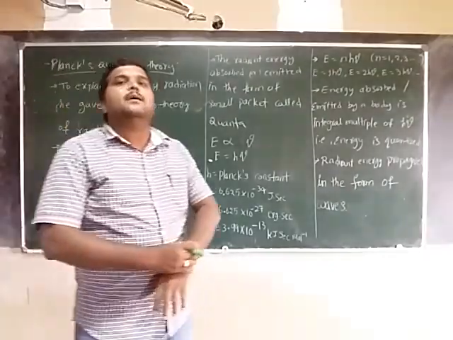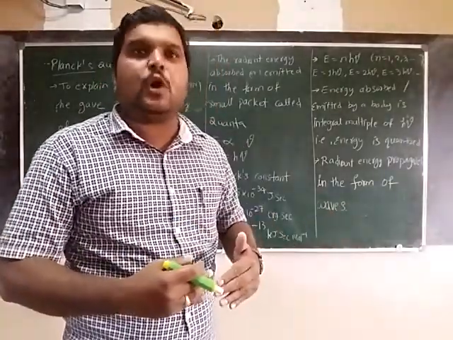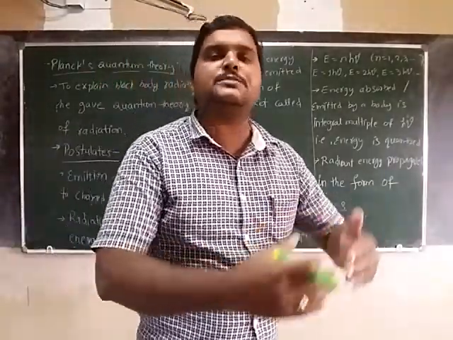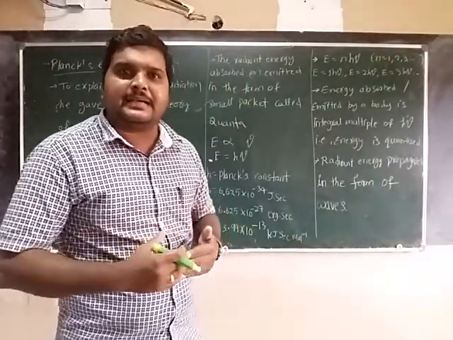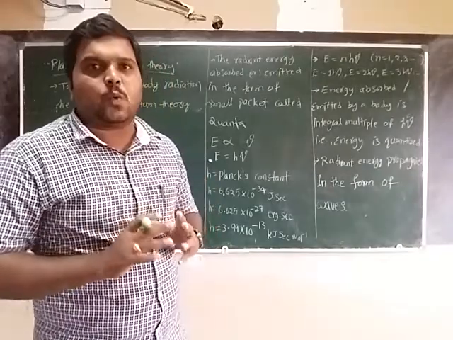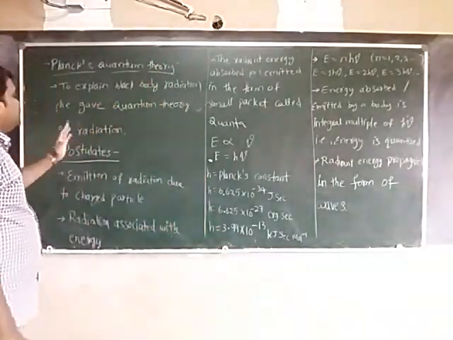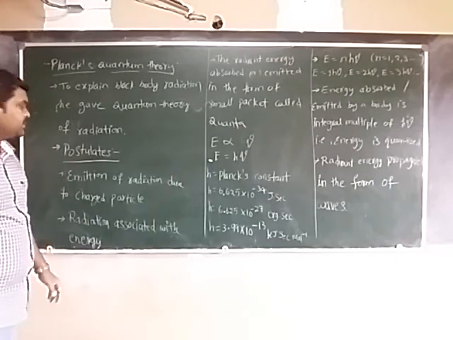To explain the black body radiation, how the energy is emitted or absorbed, how is it happening? To explain that, Max Planck gave the theory, which is called Max Planck's quantum theory. Next, what are the important points?